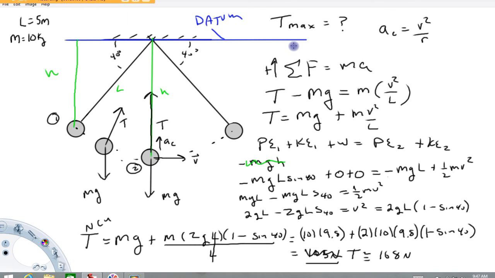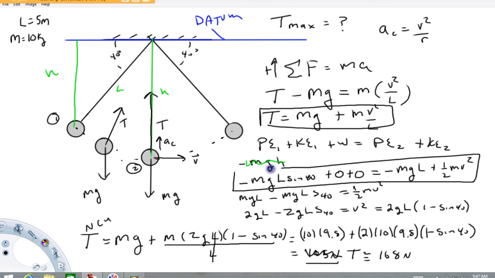The rest of this problem is really solving algebra, a pair of equations here, and here. Solving this equation for v squared, and subbing into this. So again, the purpose of this video is to give an example of how to draw free bodies and apply Newton's second law for a circular motion problem.